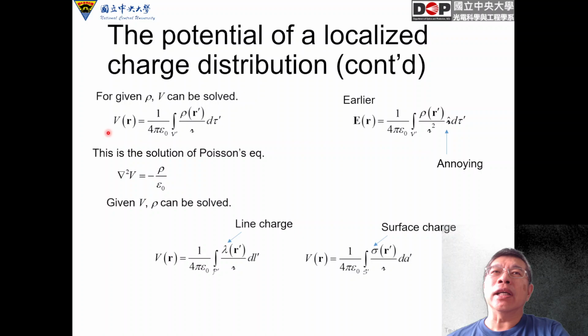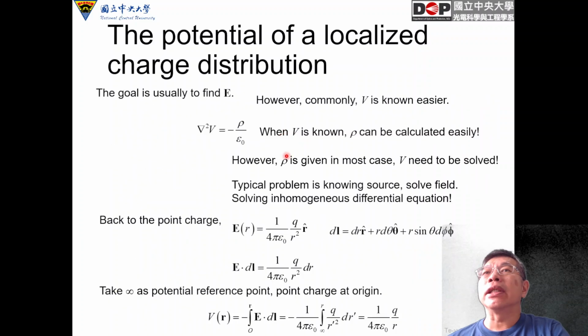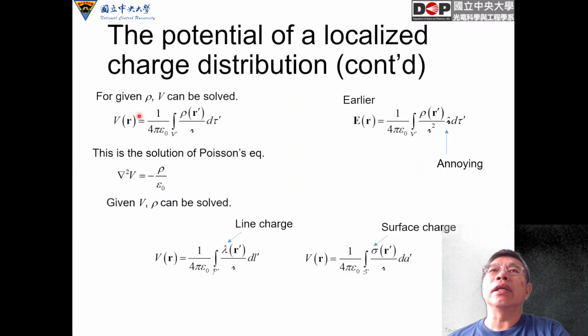So here you can take a look at it. Our goal is to find the potential at any place in space. If we know the charge distribution, which earlier we said usually rho is given, we need to get the potential, and then we will solve for the electric field. So we just do a simple integration of the charge over the space where it is distributed, and then we get the potential everywhere in space.